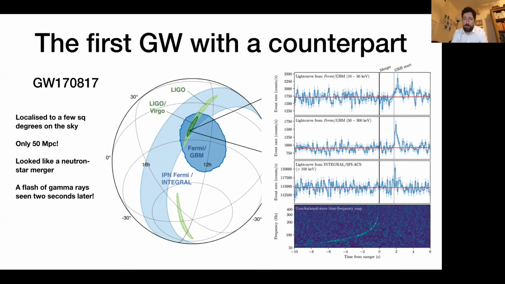And pretty much every telescope on the planet immediately stopped whatever it was doing and tried to find visible light and optical light. Can we find a counterpart to this gravitational wave? And given that it was so close, the counterpart was found very, very quickly.